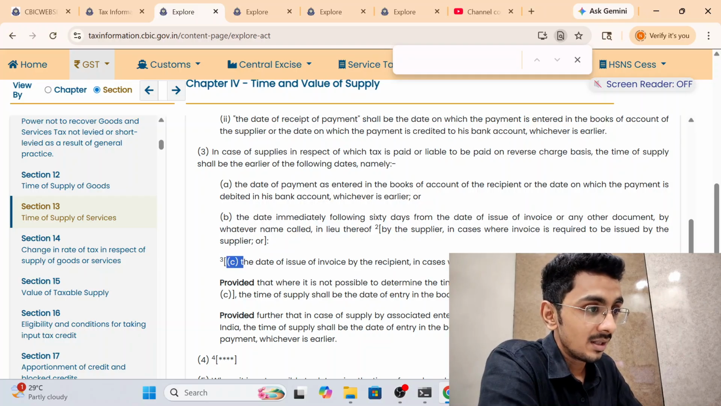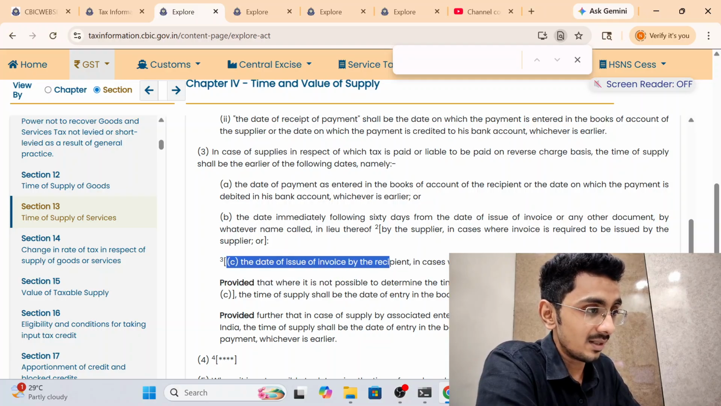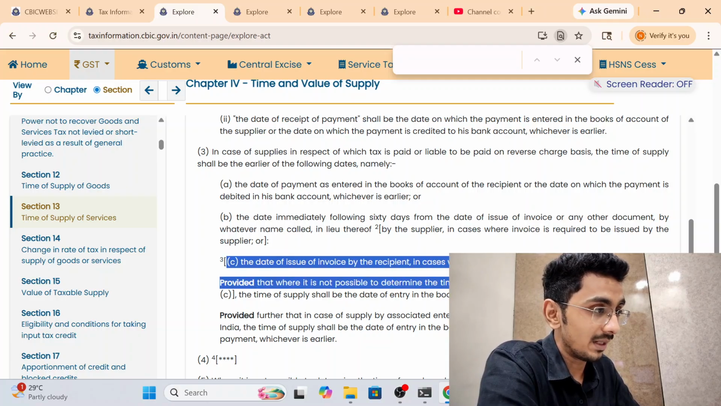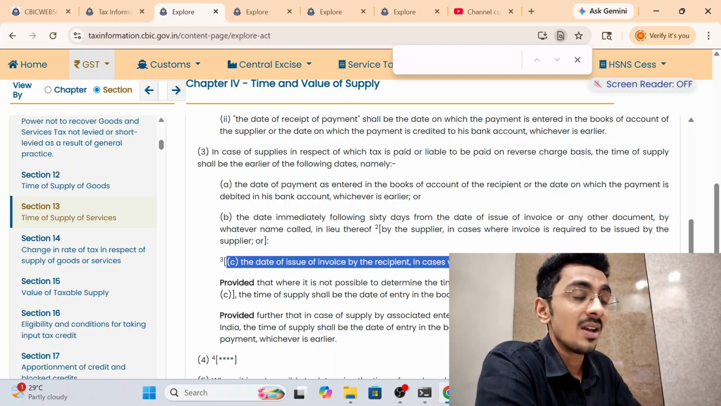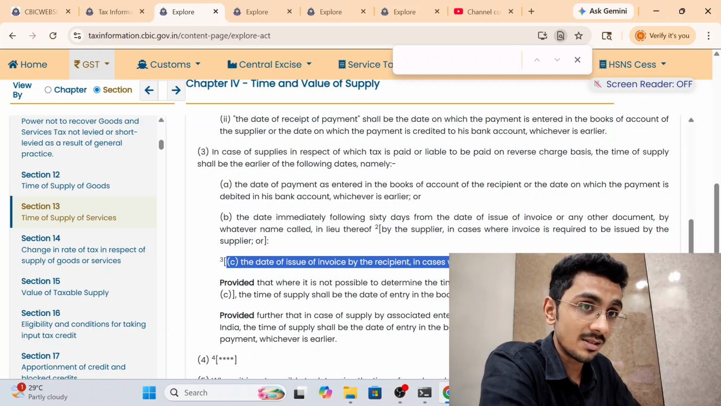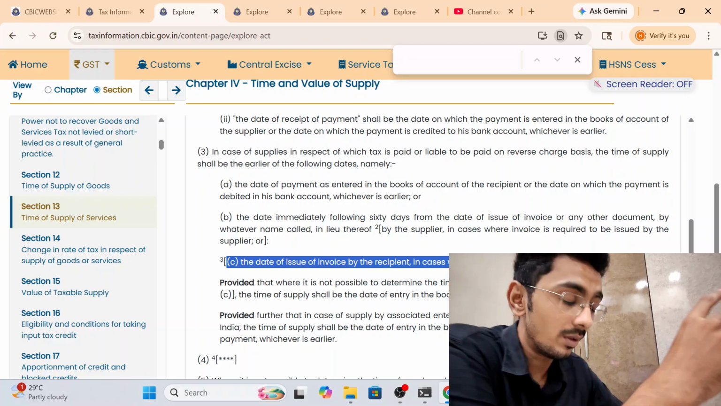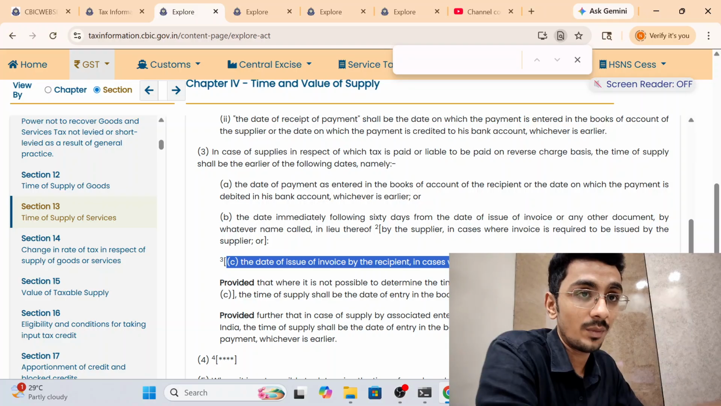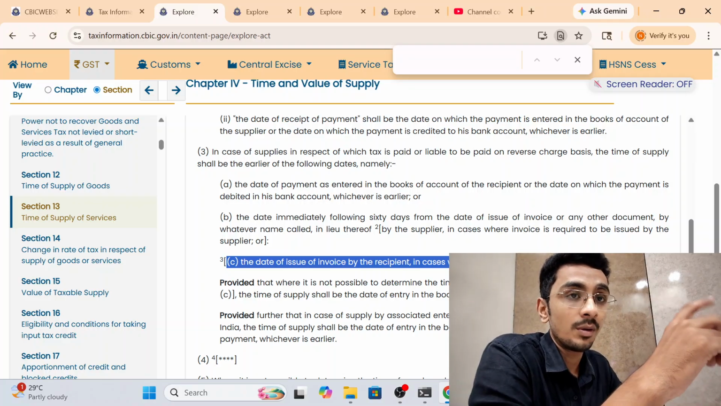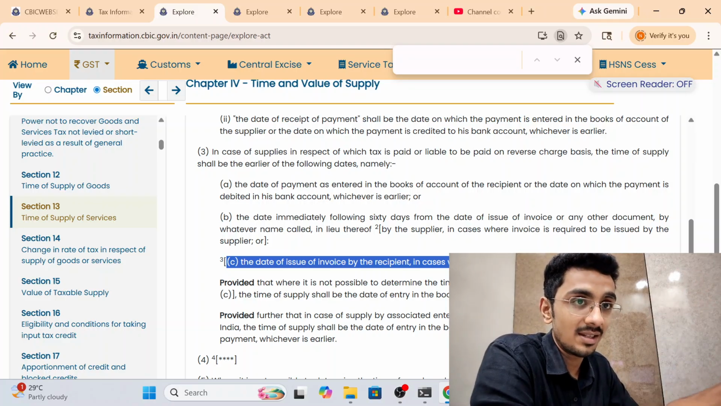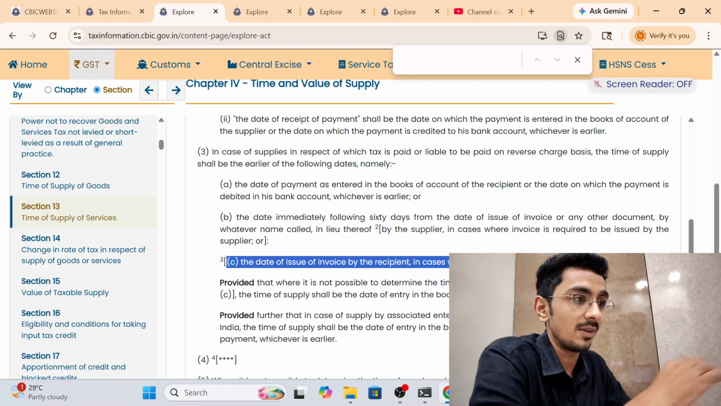And clause C states the date of invoice by the recipient, in cases where it's issued by the recipient. When can a recipient issue? In cases where the supplier is unregistered and the recipient is issuing a self invoice. Where is the self invoice required? Because Rule 47E states that within 30 days you have to raise a self invoice.